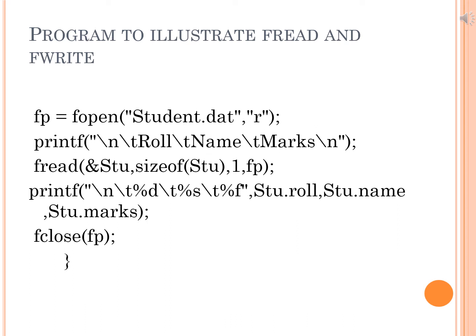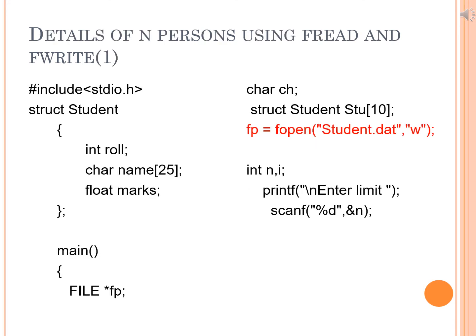Now you can write printf stu.roll, stu.name and stu.marks. We are over with the reading, so you are closing the file. Now we'll see how you can write more than one record into a file. So here also you have the same structure student with details roll number, name and marks.